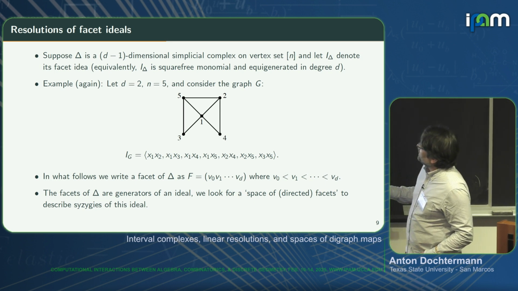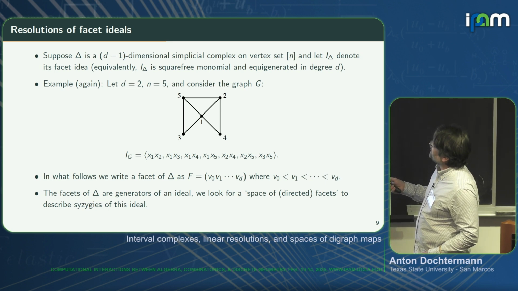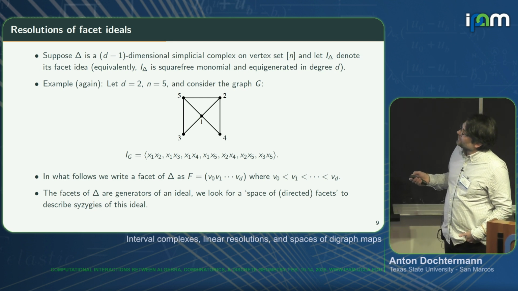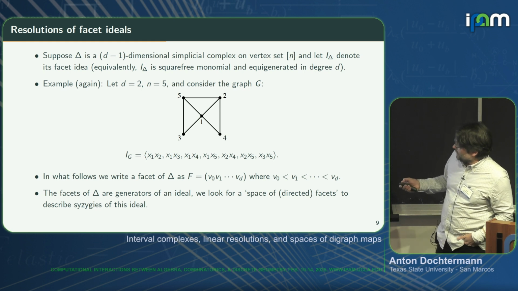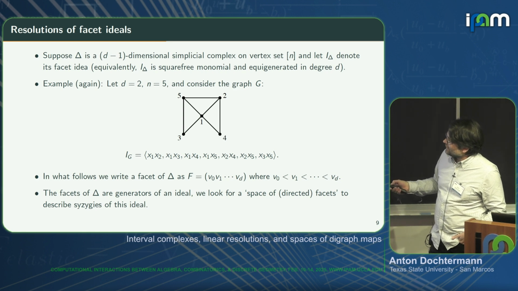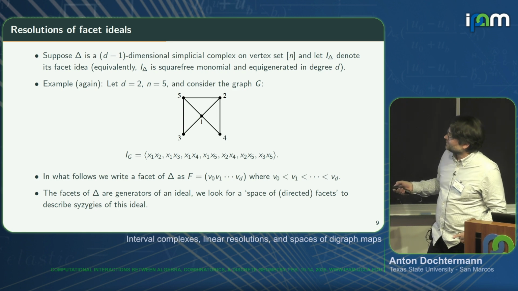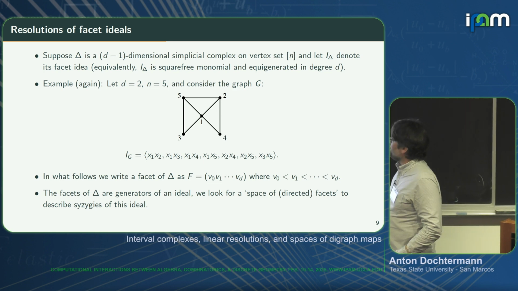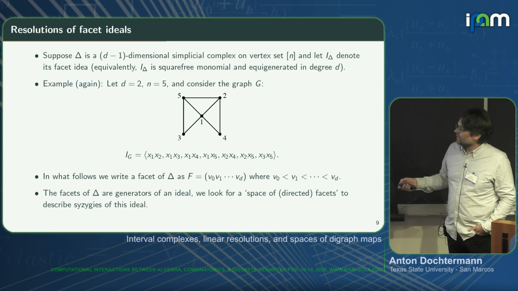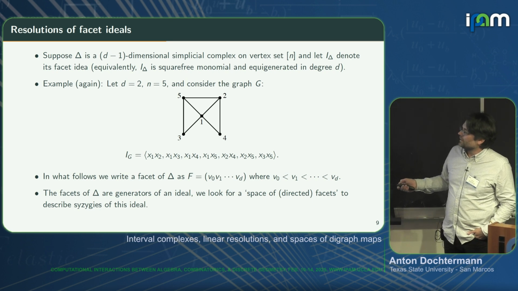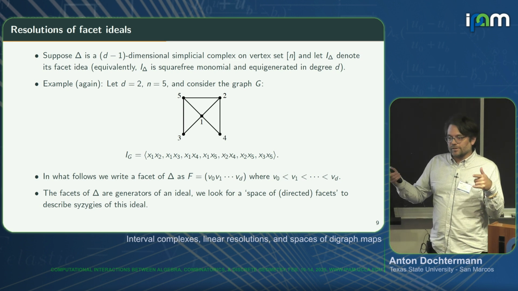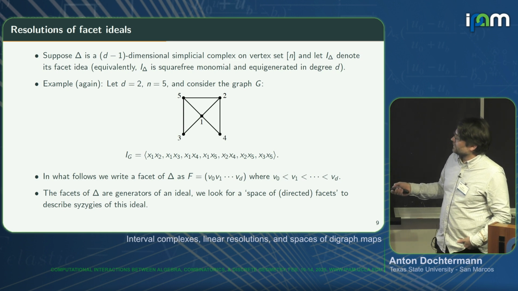So let's see. Again, the setup here is I have this d-1 dimensional, maybe sometimes d-dimensional simplicial complex, and delta is my facet ideal. Again, I'm repeating myself here. And just some notation as I proceed: I'm going to write a facet as just a list of its vertices, but I always want to assume that it's increasing. My ground set is always 1 through n. It's an ordered set, so I can always write my ground set in increasing order.